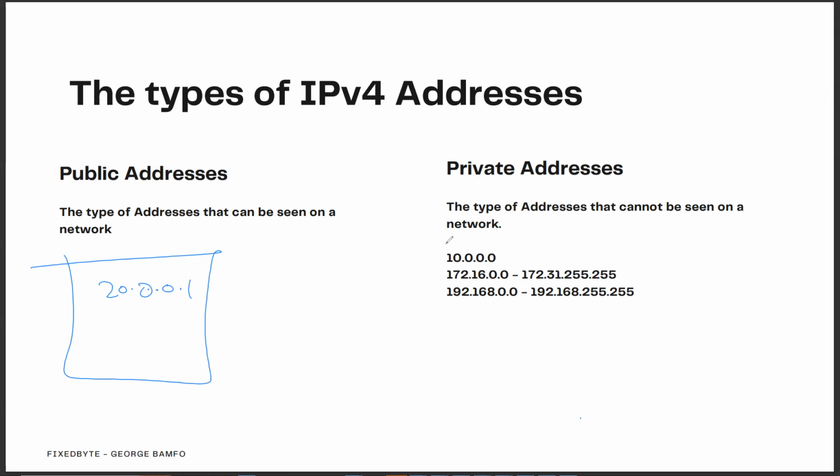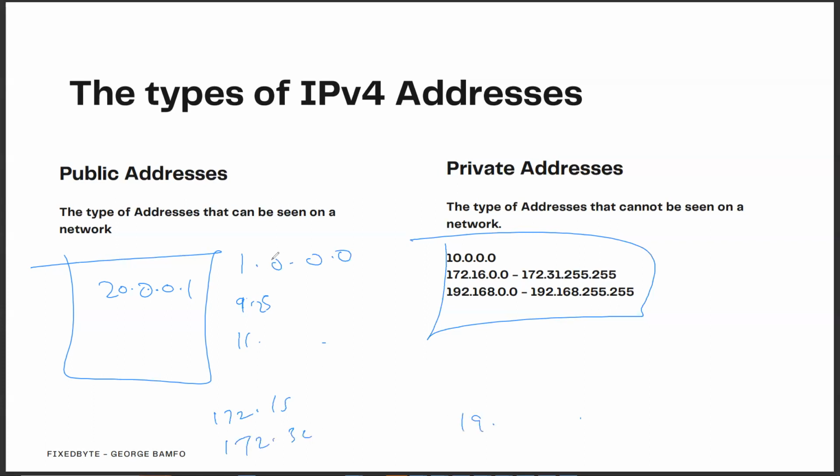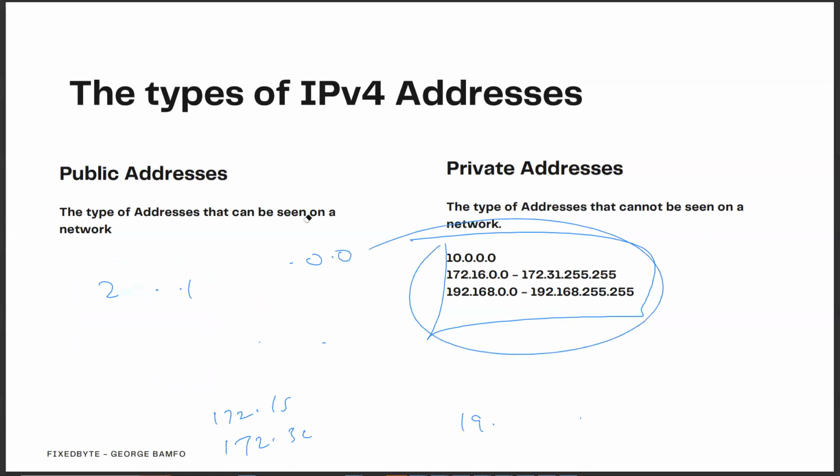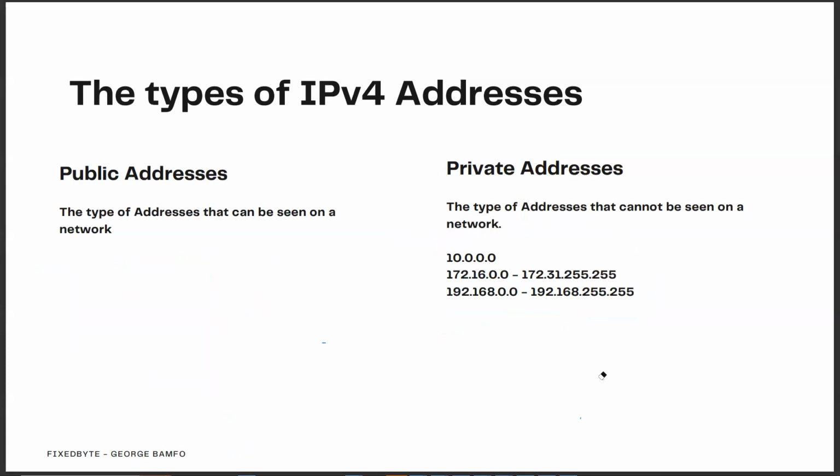So if these are the private ones, every other number in the IPv4 block, from 1.0.0 to, let's say, 9.255.255, then 11 up to 172.15. Then we jump from 172.32 to 191. All these blocks, every other IP address apart from the private ones is a public address. And the only ones that are private addresses are these ones. So these are the ones you are free to use.